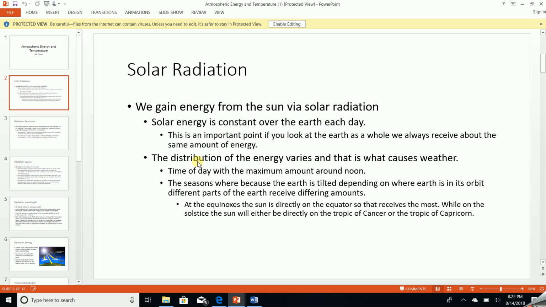So remember, time of day has an impact. The maximum amount of solar radiation coming in is probably around noon. However, there's probably still some solar radiation coming in later on in the day. At night, there's a lot of radiation going out from the earth as well.